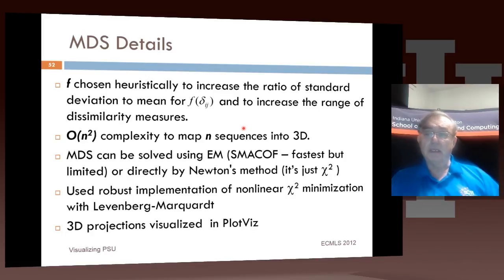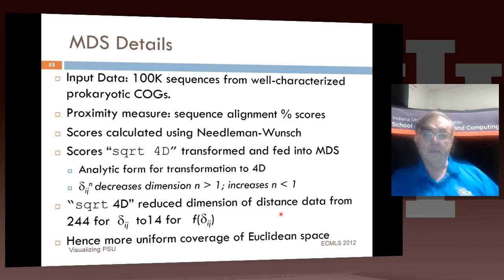I pointed out that this MDS is order n squared, but we get around that by producing very fast interpolation routines, which we're getting better and better at. And then we have various ways of doing the MDS, either by the so-called SMACOF method, which we're gradually improving, or by just standard chi-square minimization, where we use the so-called Levenberg-Marquardt method. And then we go and visualize all of this in the program PlotViz that is attached to this course.